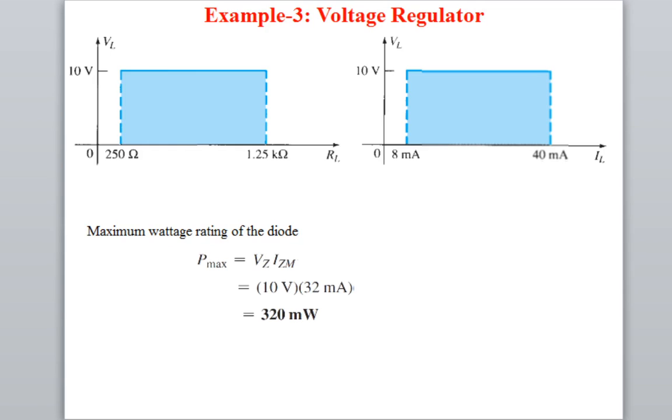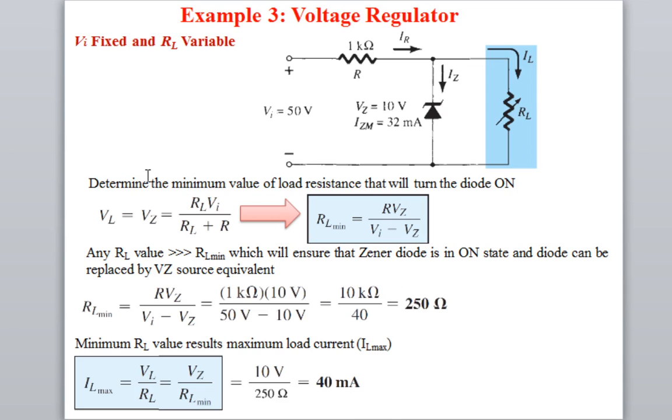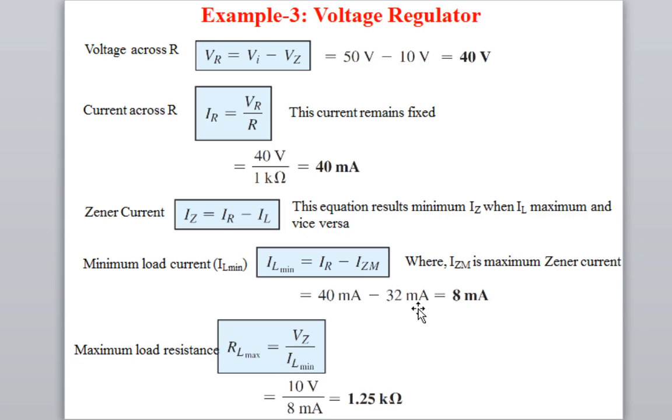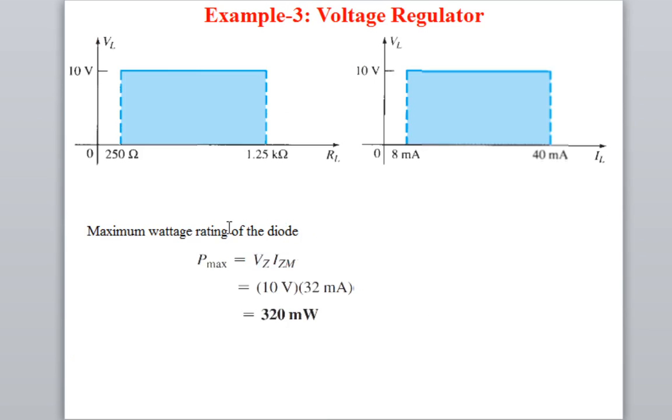Now whatever we have calculated, if we try to plot, this is load resistance and load voltage. Load voltage is basically output voltage, that is 0 to 10 volt, and the minimum resistance we have found is 250 ohm, and the maximum resistance is 1.2 kilo ohm. So 250 ohm to 1.2 kilo ohm. Within this region of resistance, your diode is in the conducting state, meaning your circuit is behaving like a voltage regulator.